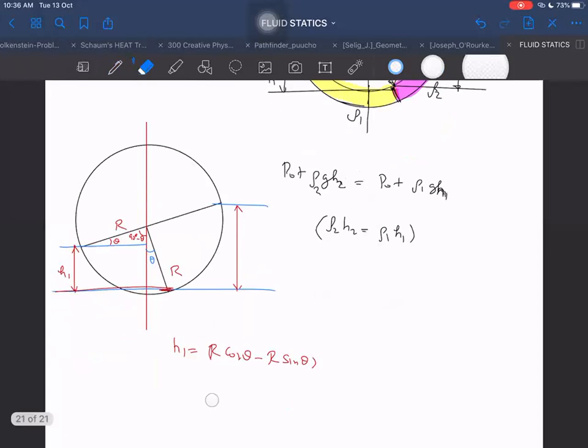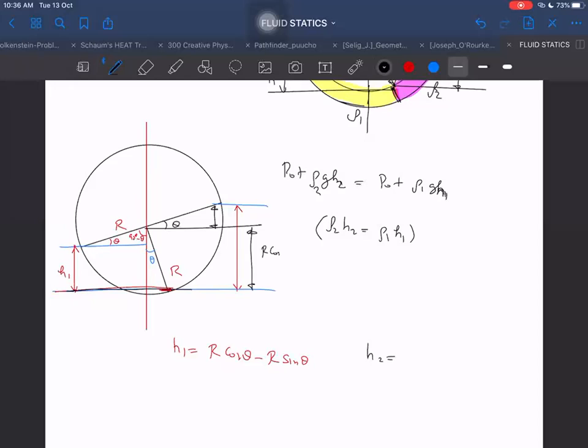What is H2? H2 is R cos theta plus R sin theta. This little part will become R sin theta, and the bottom part will become R cos theta. Consider it is touching at the bottom. So take an R instead of cos, and consider that last part.